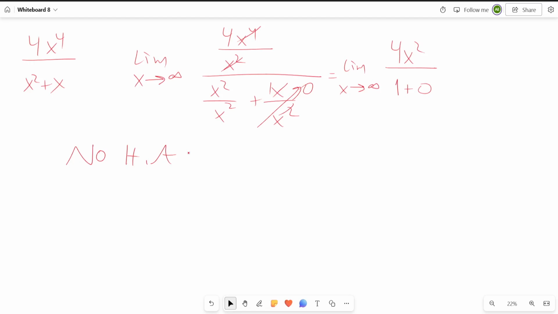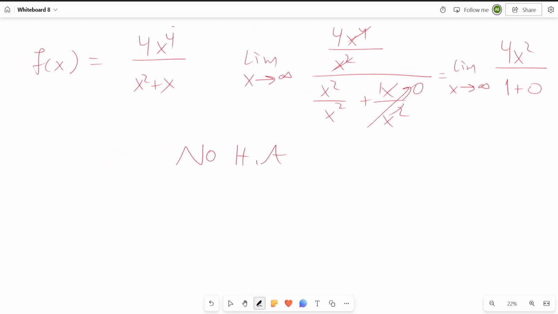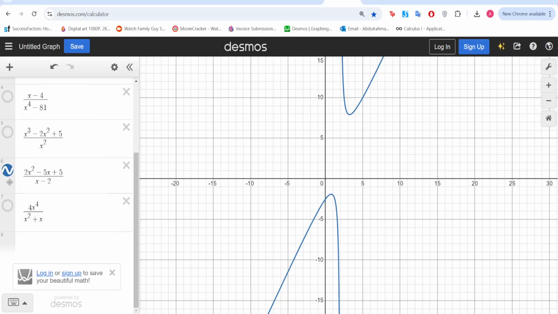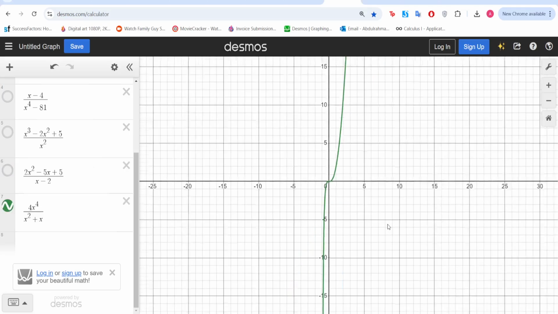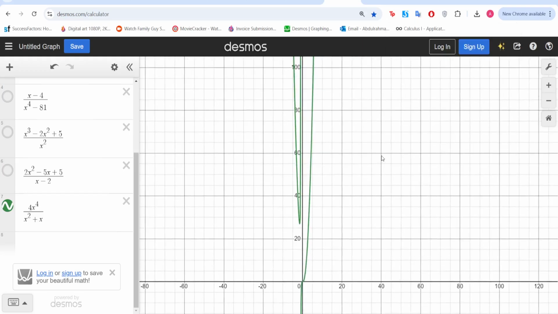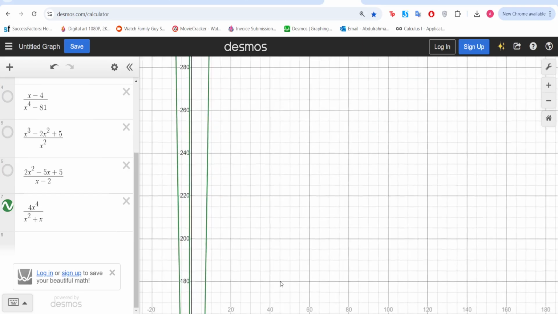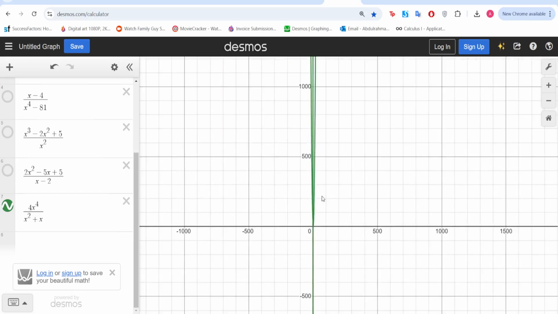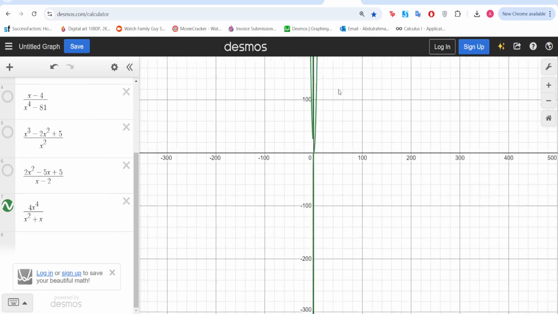Let me check the difference between the powers. Numerator highest power is 4, denominator is 2, so no oblique asymptote as well. And let me confirm that. So if we plot our final graph, we will see that we don't have any oblique asymptote over here in this function.